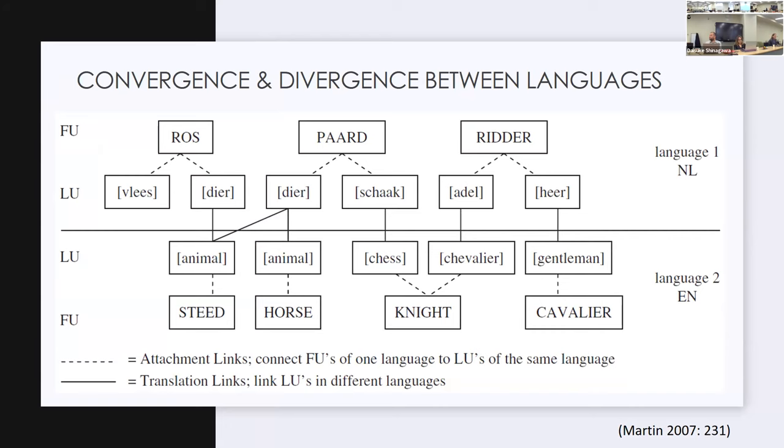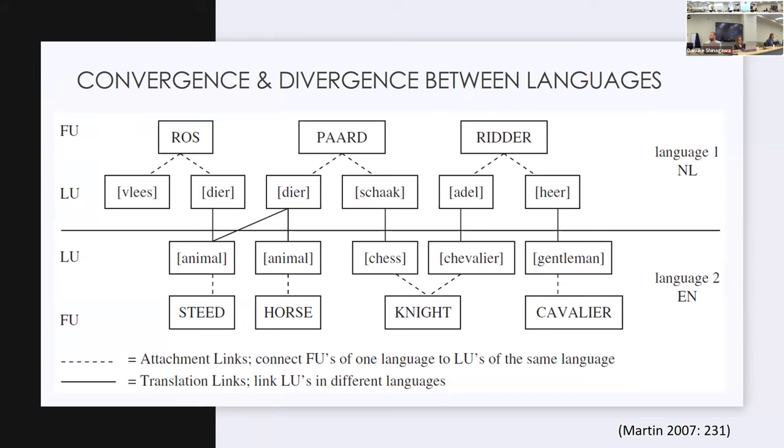And here's a nice example by Lili Bagdad in that special issue. If in Dutch you have in written form, ros, paard, and ridder. If you have no idea what that means, now you need to jump to the English at the bottom. It's things like a steed, a horse, a knight, and a cavalier. You already see the field, right?